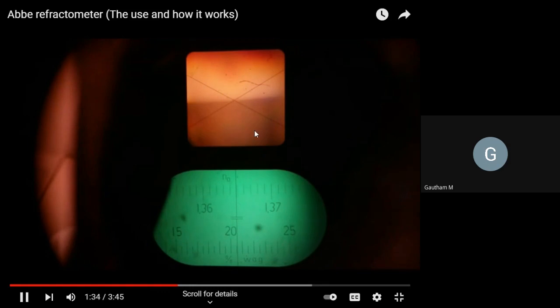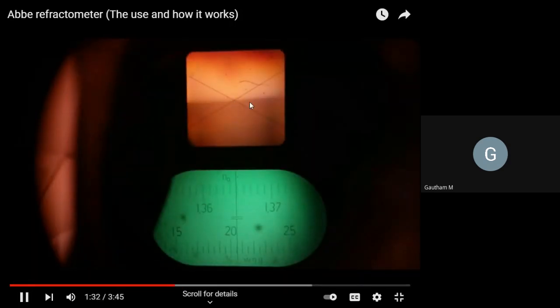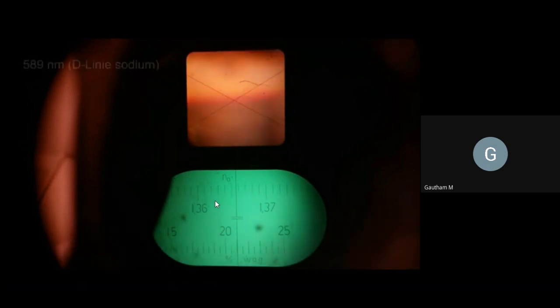Here you can see there is a cross wire or cross mark. We are adjusting the system in such a way that this line or this partition is exactly at the center of the cross mark. Then you can see the reading also. When it is exactly on the cross mark, you take down the reading, and that is the refractive index of the substance. Is it clear for you?